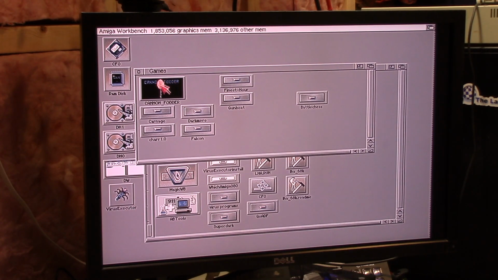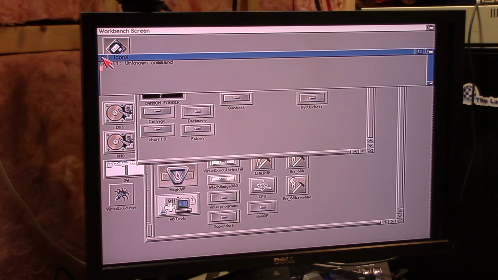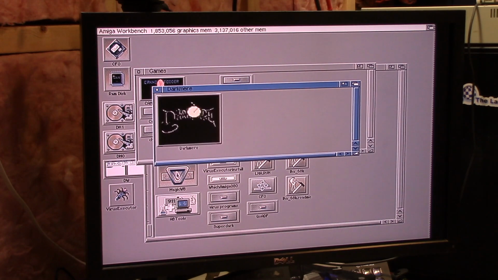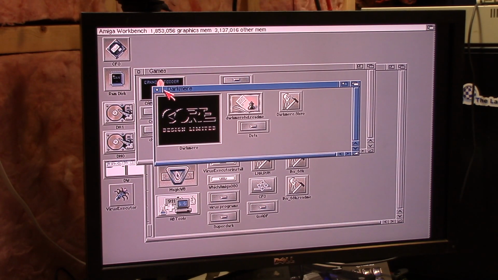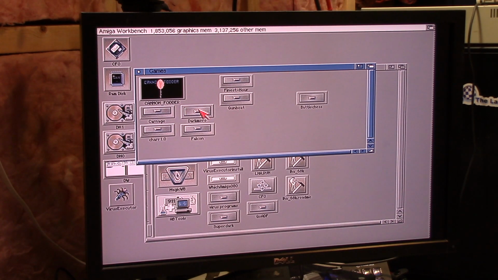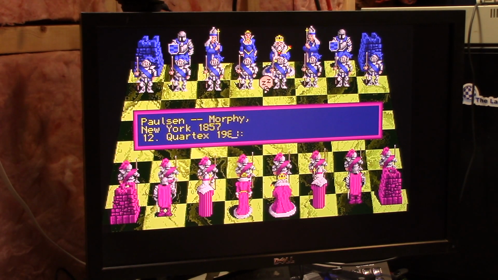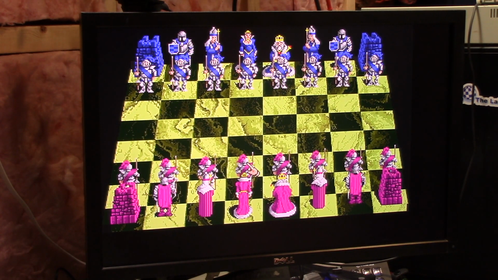Let's turn the sound on. Cannon Fodder. Load it. Unknown command. Okay, so no Cannon Fodder. Dark Mirror. I don't have WHDLoad installed. Yay. Battle Chess. Okay. Battle Chess seems to work. Looks okay for what it is.